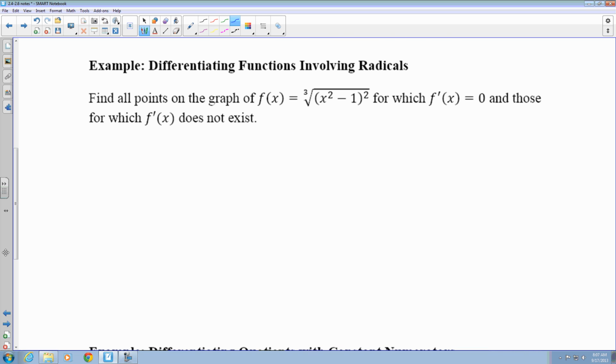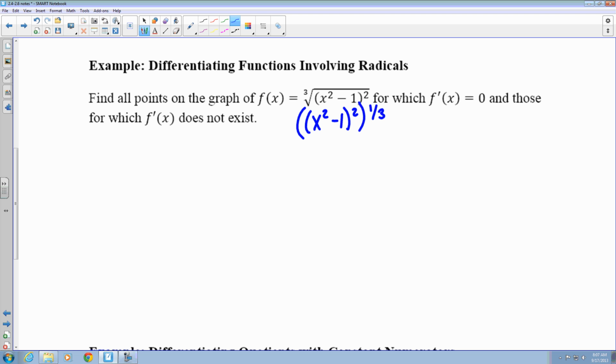Find all points for which this derivative, the f prime, equals 0, and those where f prime does not exist. So first we have to find f prime. So instead of using the cube root, I'm going to rewrite this with an exponent. This whole thing is raised to the 1/3 power.